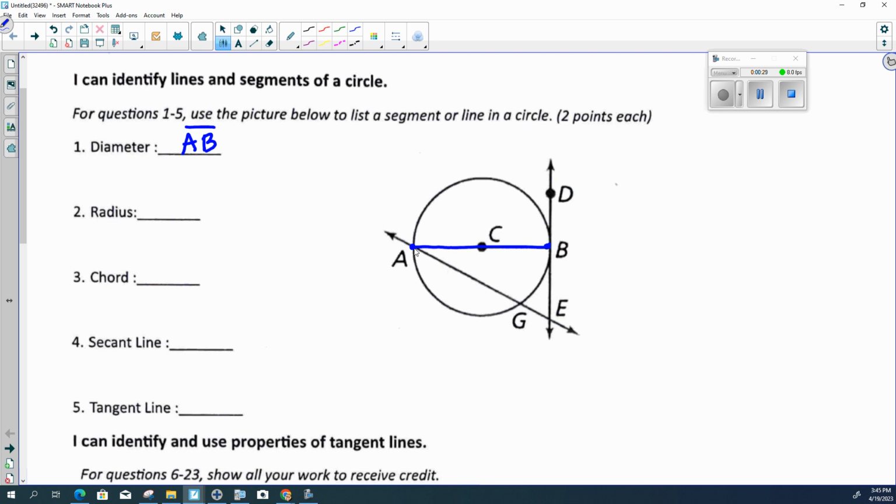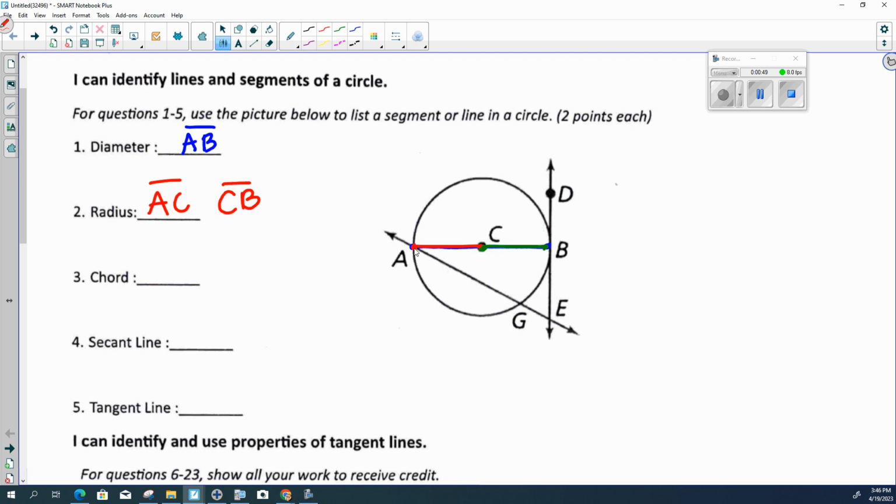A radius is half of the diameter. So we've got two of those in the picture. You could either pick CB or AC, and it wouldn't matter. So either one of those. The directions just say to use 2 points. So it's just a reminder.